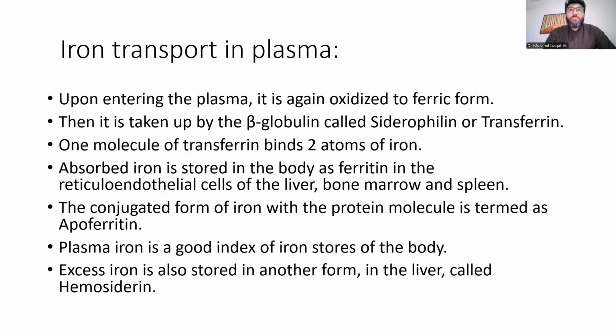Once iron enters the plasma, it is oxidized to the ferric form. It is then taken up by a beta globulin called siderophilin or transferrin. Transferrin is the specific transport protein of iron. One molecule of transferrin binds two atoms of iron, and this binding prevents iron from forming toxic free radicals in the circulation.